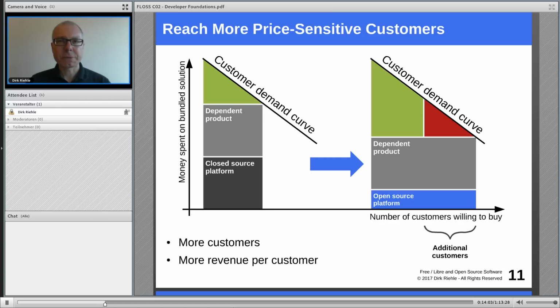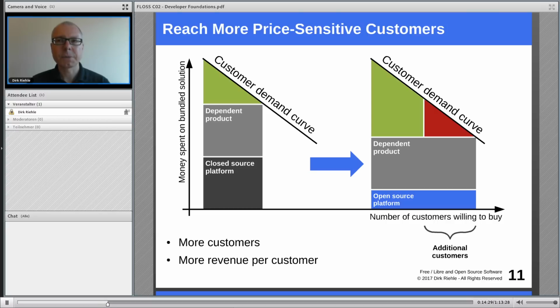This actually continues as a vendor compresses the money that goes to a closed source platform, because they make it possible that an open source platform will be put in as a replacement. It actually also becomes possible to reach more price-sensitive customers.